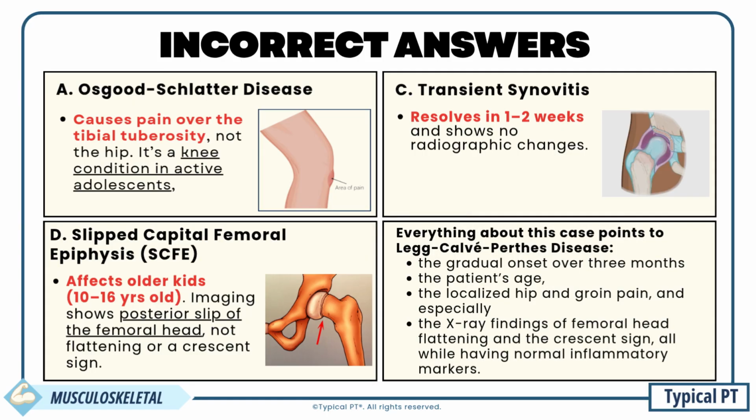So to wrap it up, everything about this case points to Legg-Calvé-Perthes disease, the gradual onset over 3 months, the patient's age, the localized hip and groin pain, and especially the X-ray findings of femoral head flattening and the crescent sign, all while having normal inflammatory markers.